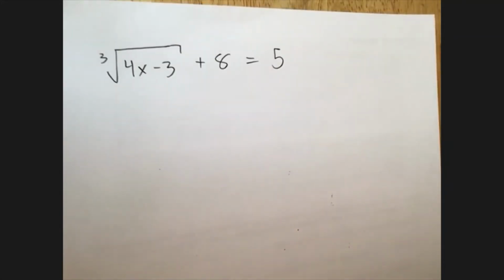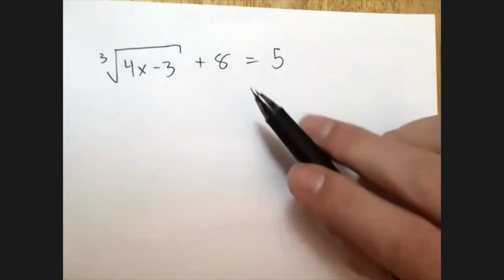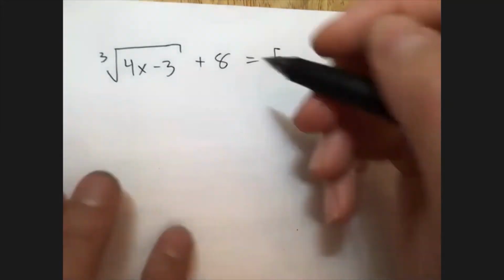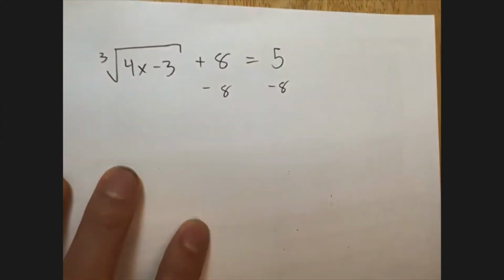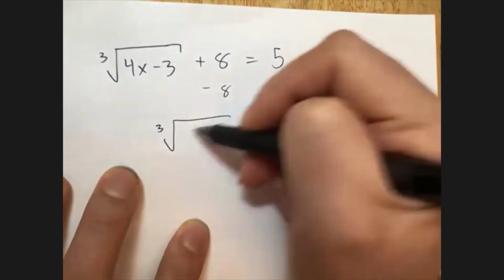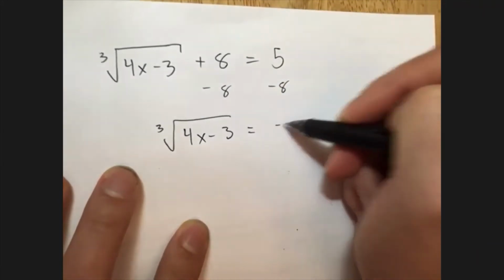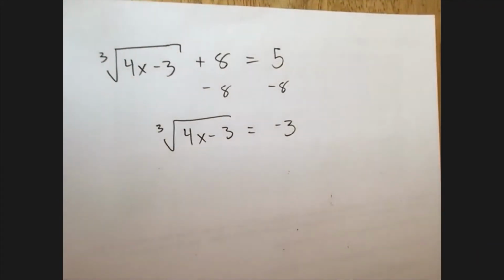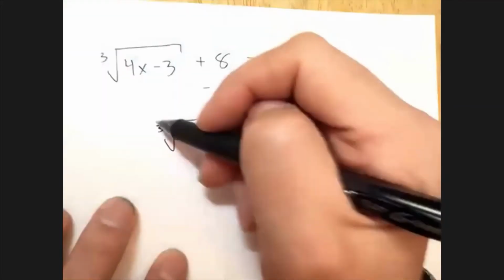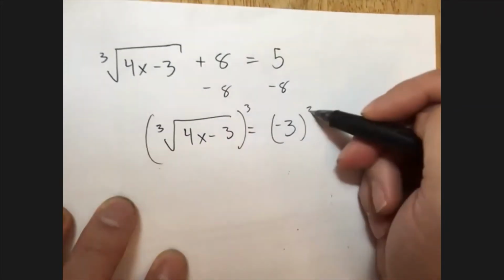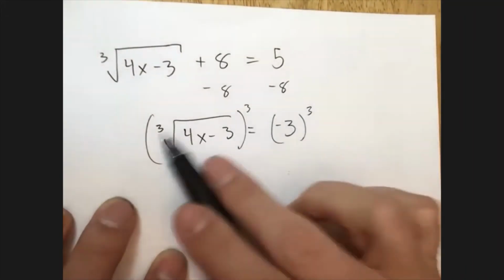So let's see. Same idea. We want to get the radical all by itself on one side of the equation, right? So first order of business, subtract that 8 from both sides. And now what we want to do is get rid of the cubed root. Well, how do we get rid of cubed roots? Well, we cube both sides. Right, so that will eliminate the cubed root.